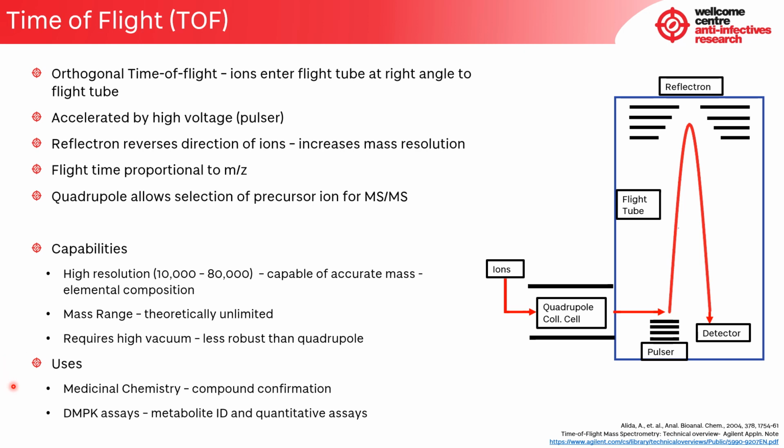In medicinal chemistry, they're used increasingly for accurate mass data, which is suitable for publications. In DMPK assays, they've typically been used for metabolite ID. Historically, the weakness with these instruments was the relatively limited range of the detector. However, this has greatly improved and they are now used in both qualitative and quantitative assays.